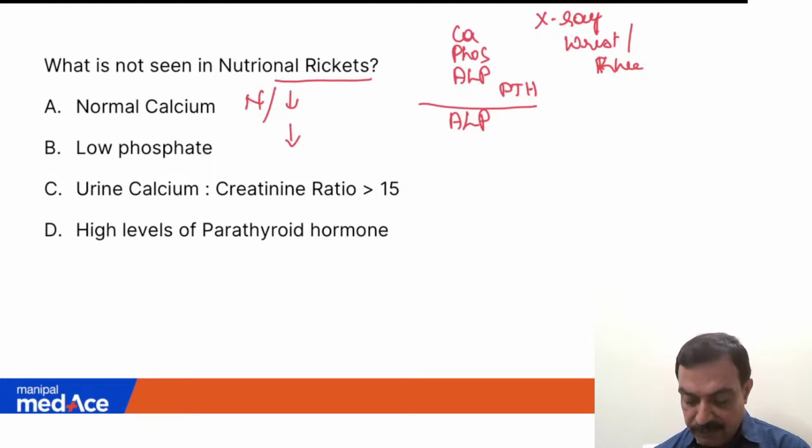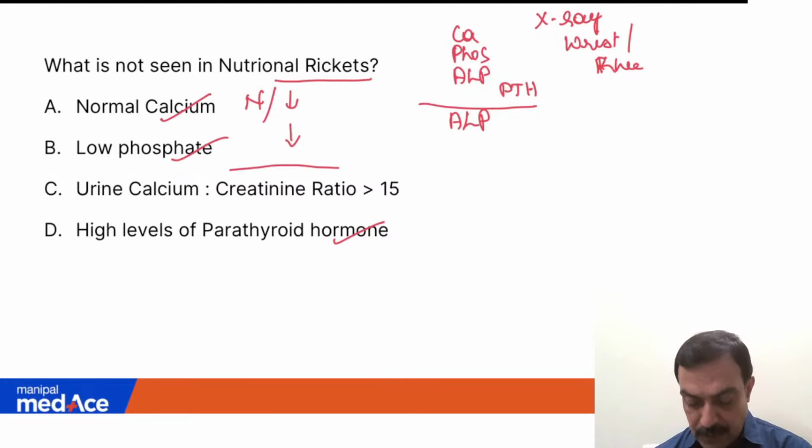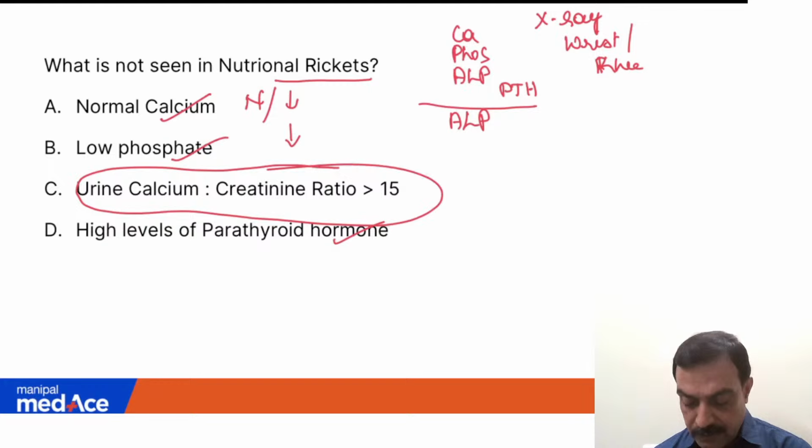So high levels of parathyroid hormone are seen, which is right. Low phosphate is seen in nutritional rickets. Normal calcium is also seen, or sometimes low calcium is seen in nutritional rickets. But a urine calcium creatinine ratio of more than 15 is not seen. So this is the right answer.